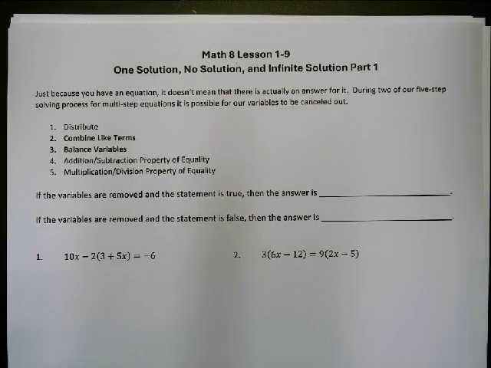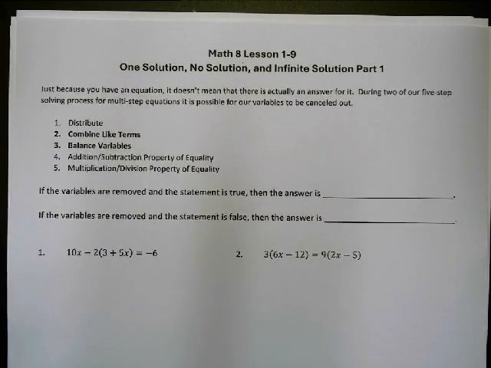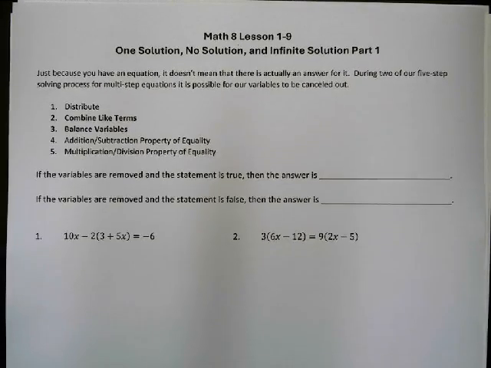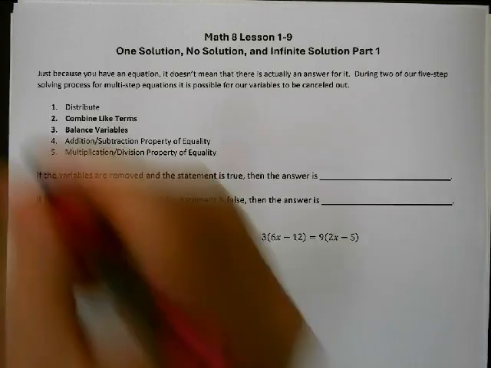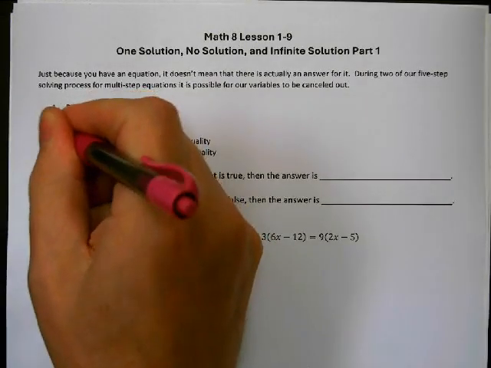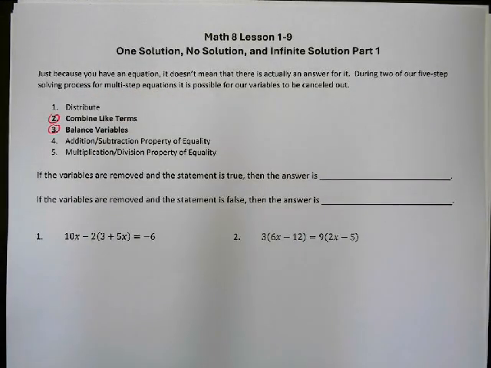All right, so just because you've got an equation, it doesn't mean that you actually have an answer to that equation. So when we're solving, there are two steps that we're going to really pay attention to, because in these two steps, combining like terms and balancing, it is possible for our variables to completely disappear. They will cancel each other out. The coefficient will end up being 0.